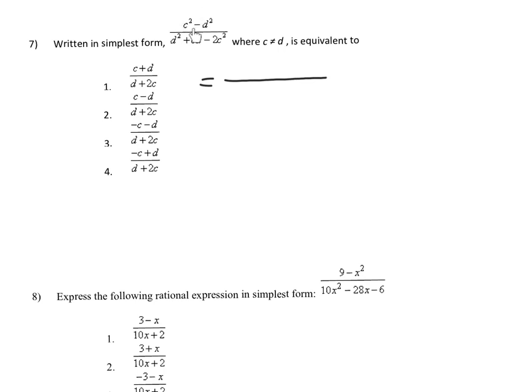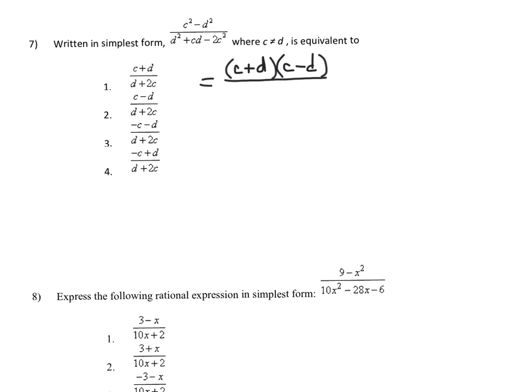Okay, so the numerator, this right here is a difference of 2 squares. So if this is a difference of 2 squares, we set up 2 sets of parentheses, and we put the square root of the first term in the first spot in each parenthesis. So the square root of c squared is c. We make 1 addition, 1 subtraction, and then we put the square root of the second term in the second spot in each parenthesis. Okay, so the square root of d squared is d.